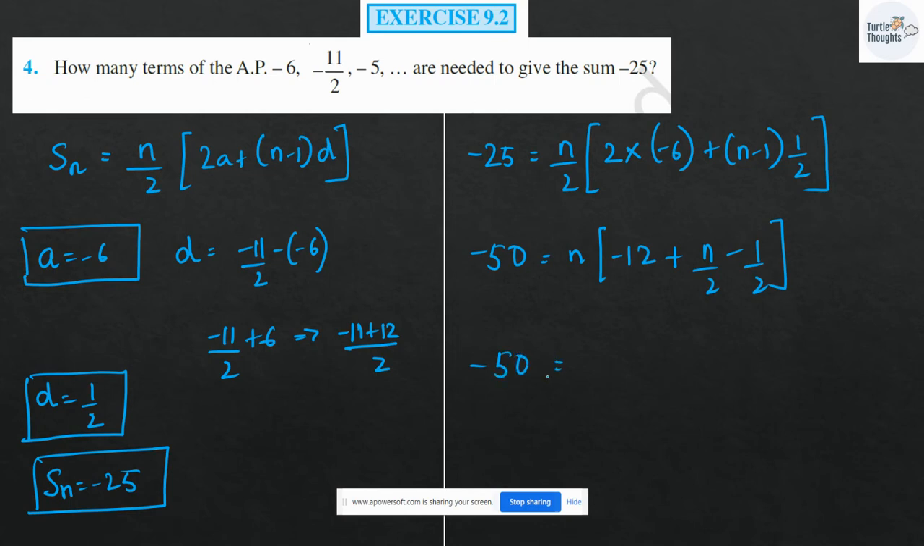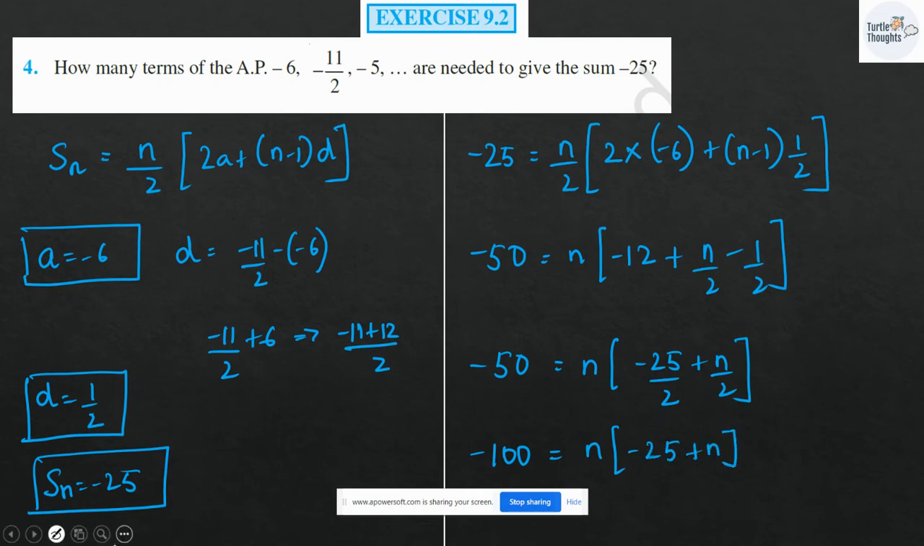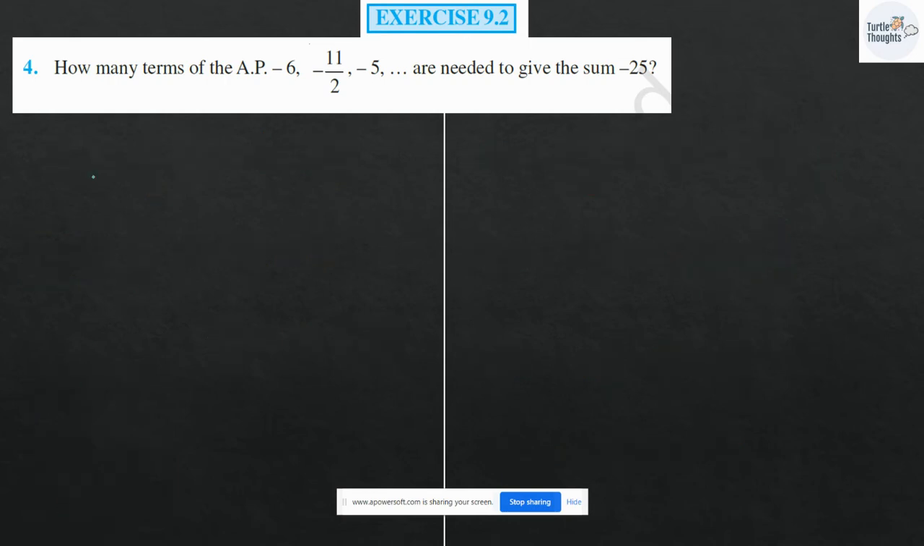Simplifying this, I will be getting minus 50 will be equal to n multiplied by minus 12 minus 12 into 2 minus 24 minus 24 minus 1 minus 25 divided by 2 plus n divided by. Next, multiplying 2 on both the sides, I will be getting minus 100 will be equal to n multiplied by this, and this 2 will be getting cancelled, minus 25 plus n. I will continue in the next slide.